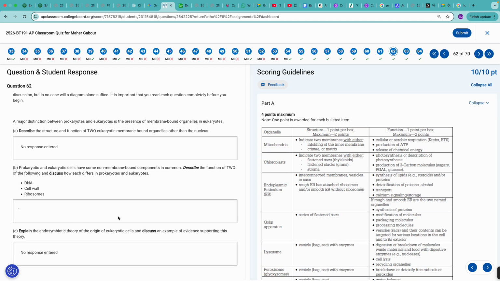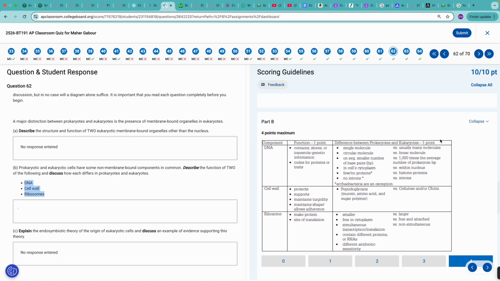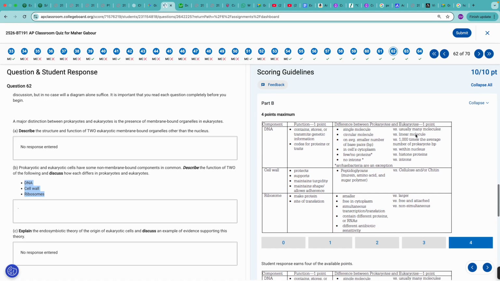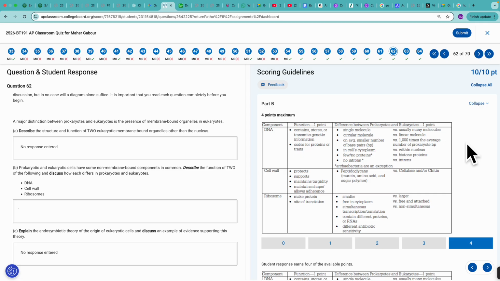Prokaryotic and eukaryotic cells have some non-membrane-bound components in common. Describe the function of two of the following and discuss how each differs in prokaryotes and eukaryotes. This actually came in our last periodic. It's not highly unlikely, because today we got the same written part as the last mechanics final, so this can come as well. It might come in the final, so make sure you know it. Here's the marking scheme for it. You guys should know this.